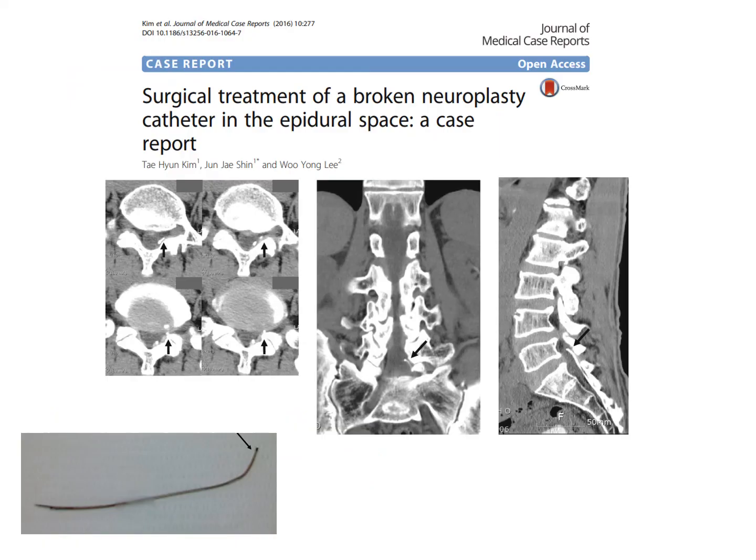This case report shows the catheter breakage during the neuroplasty using Rex catheter. When the catheter was pulled out, the patient experienced severe burning pain on the buttock. The catheter was trapped in the left foraminal portion of the vertebra. Finally, the catheter was broken. The broken catheter tip was surgically removed.